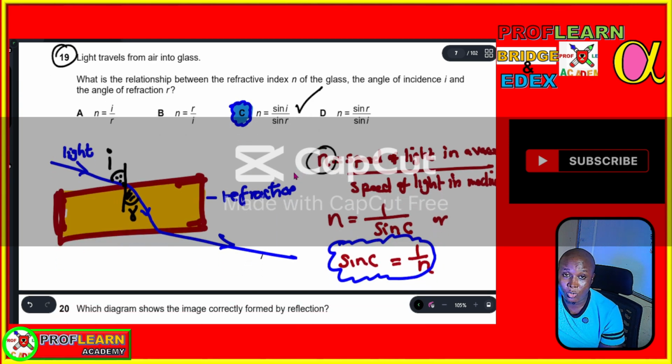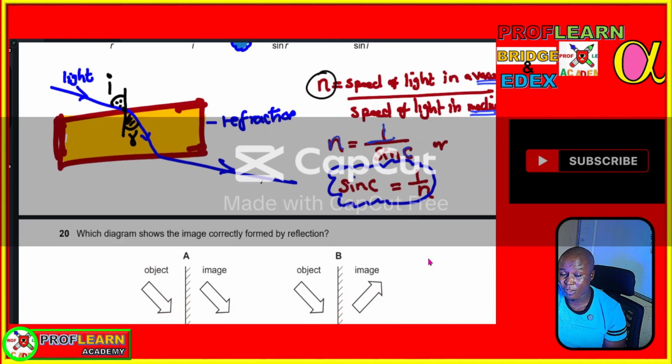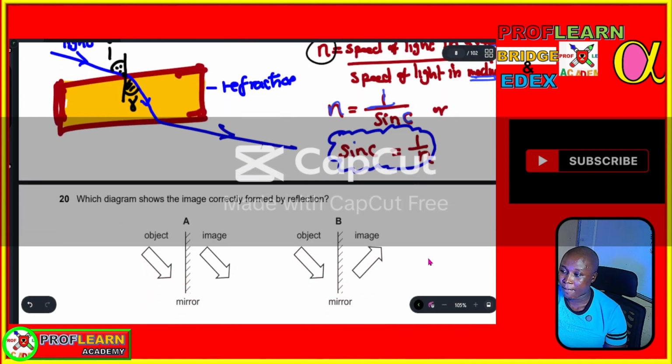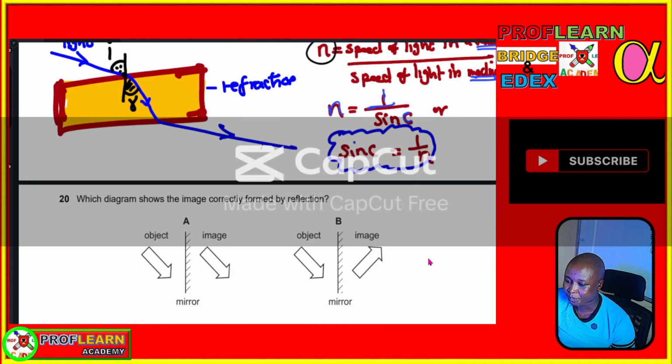Refractive index you also need to remember, because we don't know which question will be asked in that exam. You need to remember that refractive index can also be given as speed of light in a vacuum over speed of light in the medium or in the material. Or refractive index can be calculated using the formula 1 over sine c, where c is the critical angle, or sine c is equal to 1 over the refractive index. So for light, those are the formulas you need to remember.